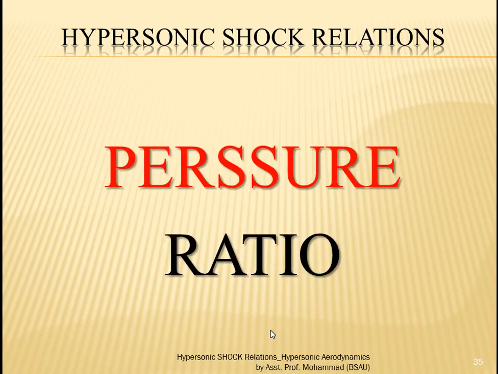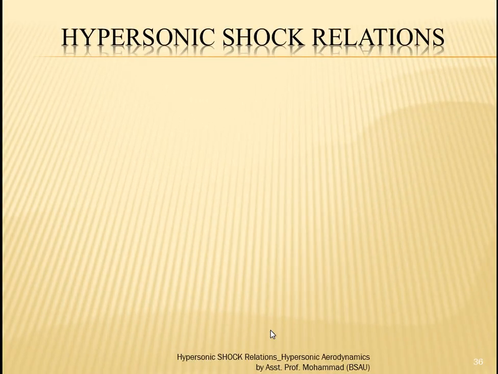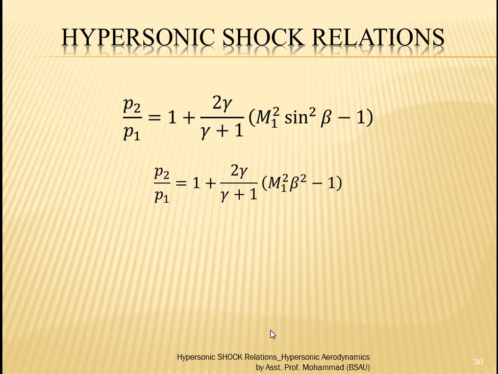Now we have already got the coefficient of pressure ratio. Let us see the pressure ratio directly. Pressure ratio is this one. Again, this is the exact relation. We apply the low angle relation first. So if the angle is low, this becomes beta.